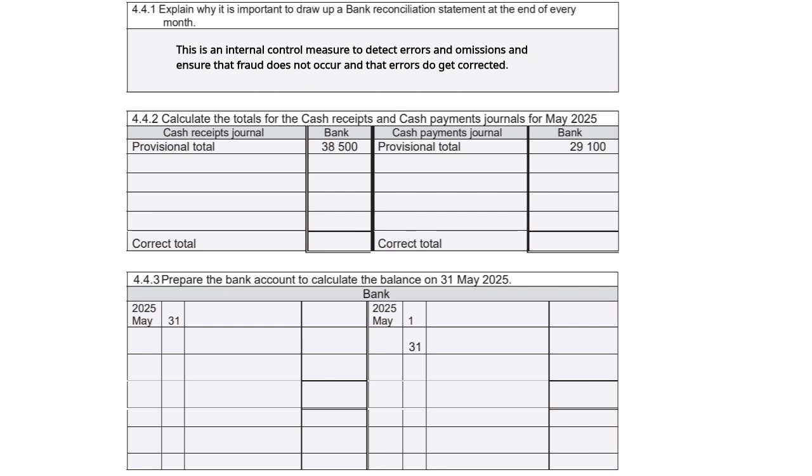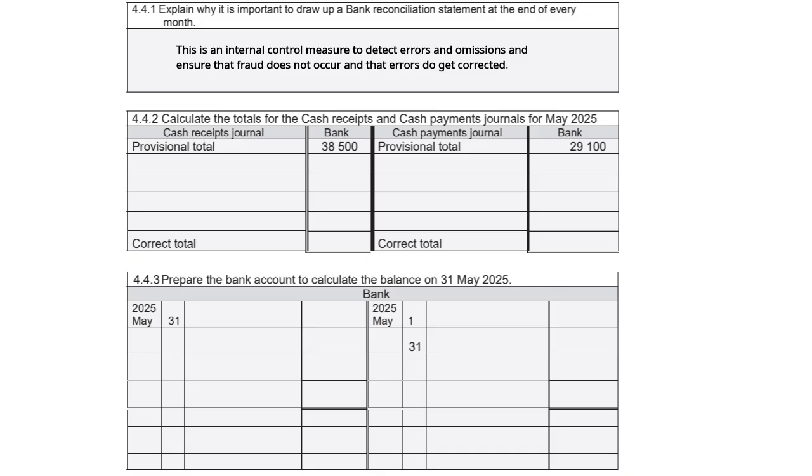31 May. So in order to complete the rest of the answer sheet, we're going to go back to our additional information for 4.4, and we're going to have to read through 1, 2, 3, and 4. And as I read the transaction, I'm going to go enter it into the appropriate answer sheet.